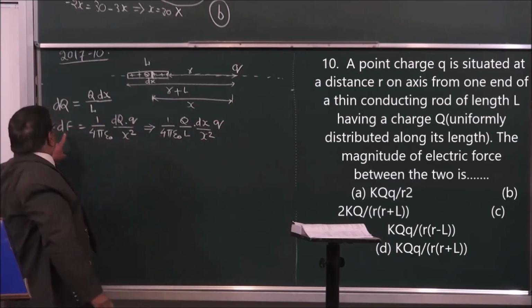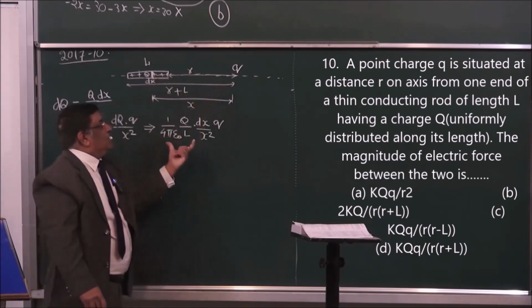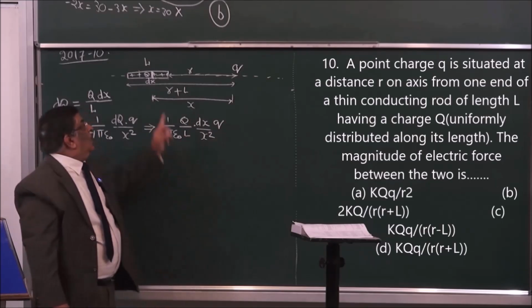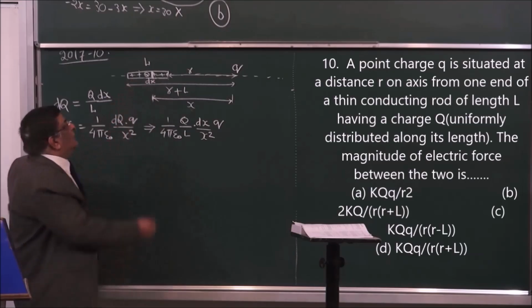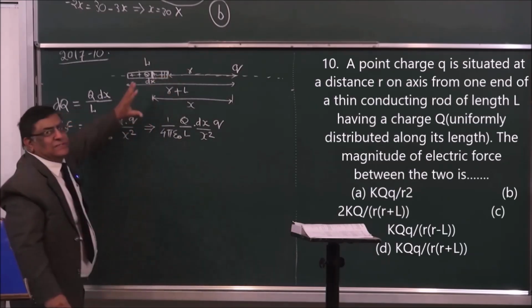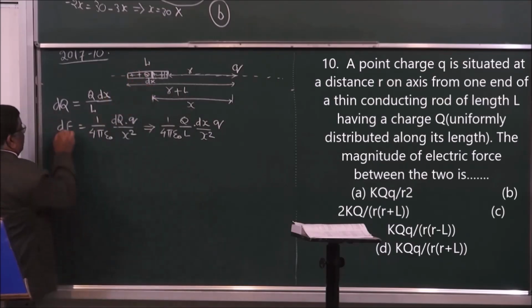Okay, this is the small force due to these two point charges using Coulomb's law. Here we can apply Coulomb's law. Now, how do we take the total from this point to this point? We know the answer is doing integration of all these forces. So we are doing integration of this dF, and that will give us F.